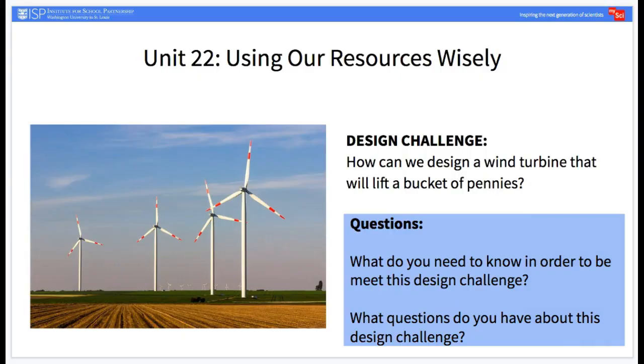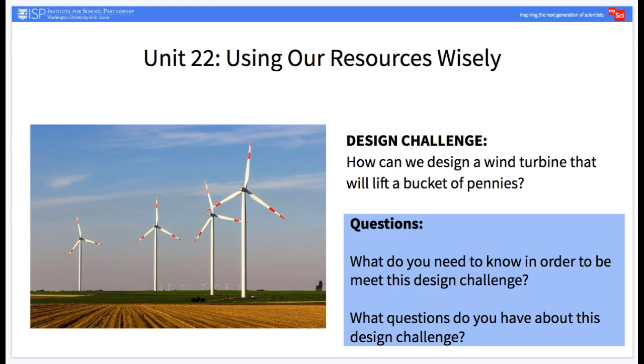During the unit, students will focus on the design challenge. How can we design a wind turbine that will lift a bucket of pennies? What that means is that students are going to design, build, test, and refine a wind turbine to perform a specific task. In doing so, they will learn how wind turbines create electricity through a mechanical process. This electricity is a form of renewable energy that can be used to solve problems for communities.